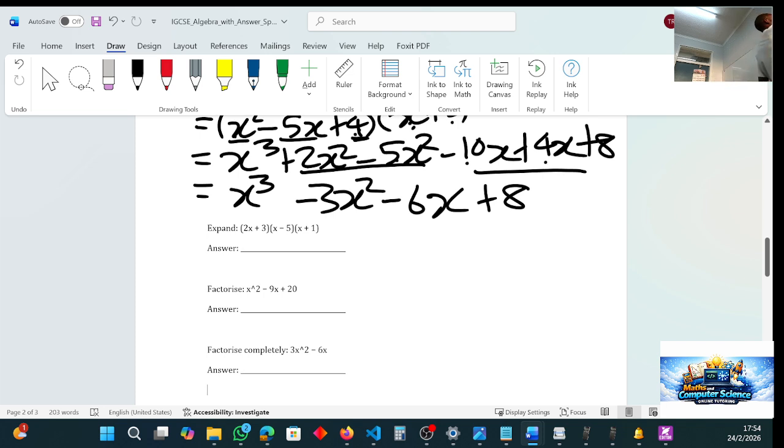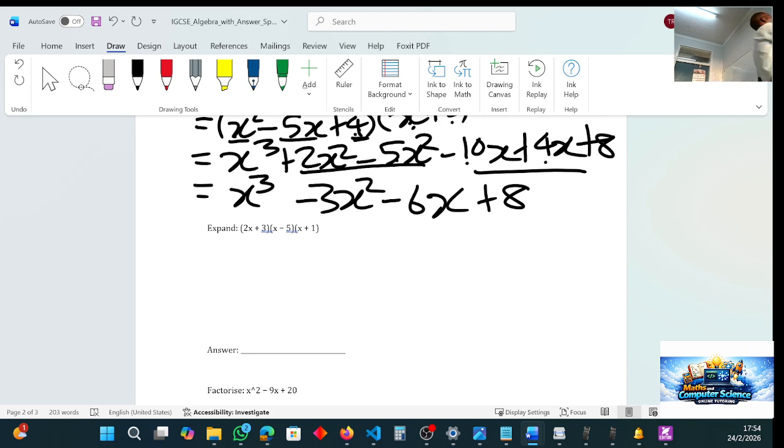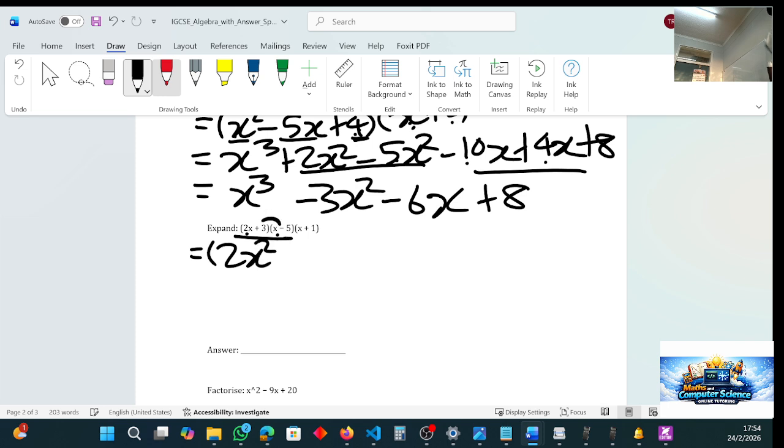Before I move to factorization, let's see. We'll do the same procedure where we are interested in the first expansion, which is what we have here. So I'm going to say equal to, I open my bracket, 2x times x, that's 2x squared. Then when I say this product, it gives me 3x. And this one here, it gives me negative 10. So negative 10 plus 3x, it gives me negative 7x. So then I have 3 times negative 5 gives me negative 15.